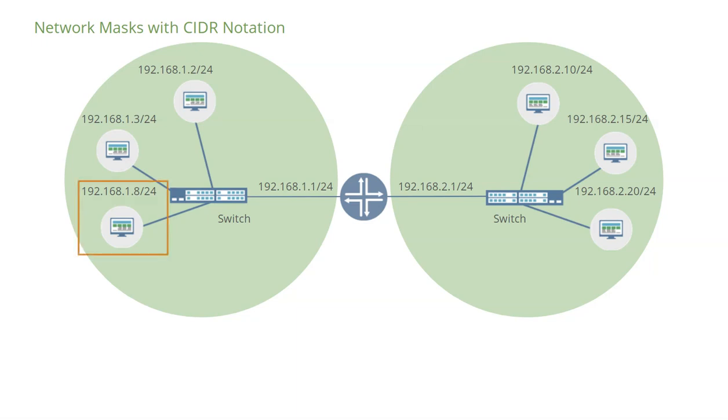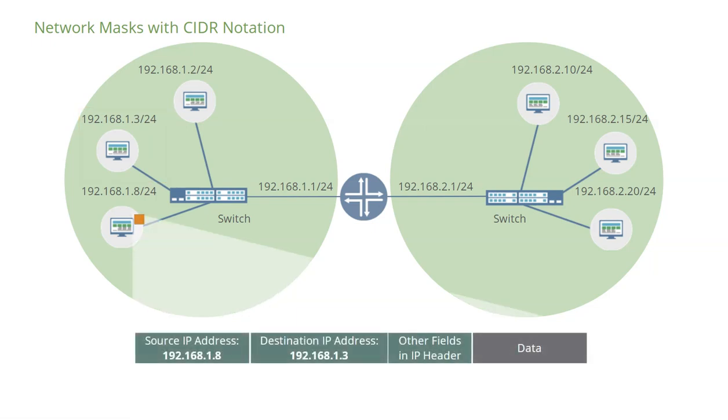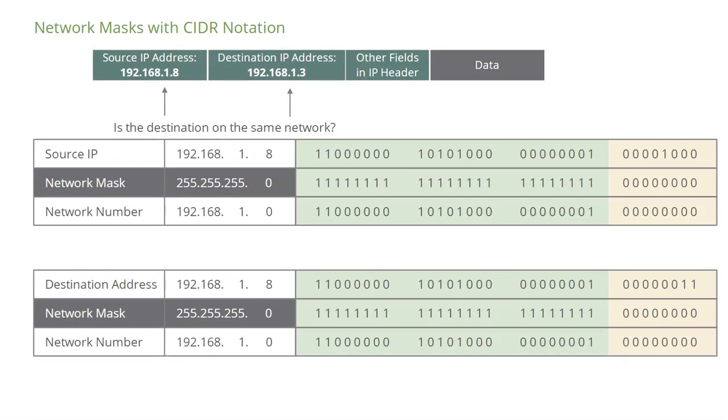What happens when PC 192.168.1.8 wants to send data to 192.168.1.3? First, it puts the destination IP address and source IP address, but not the mask, in the packet. Next, it uses its network mask to determine if the destination IP address is on the same network. If its IP address and the destination IP address have the same network number, which is the case here, it can send the data directly to that address.